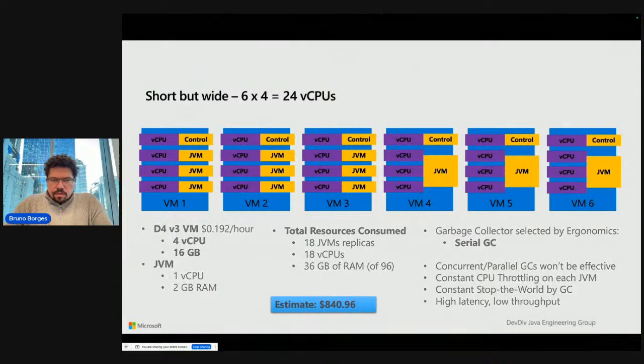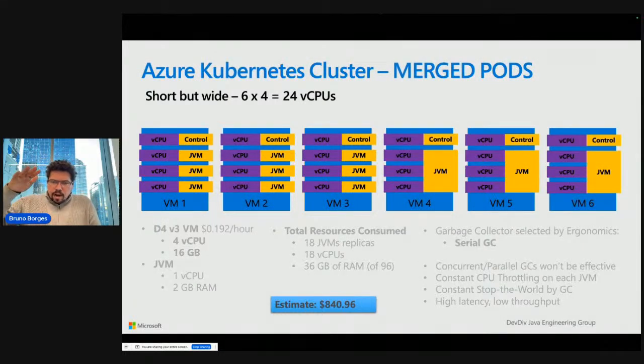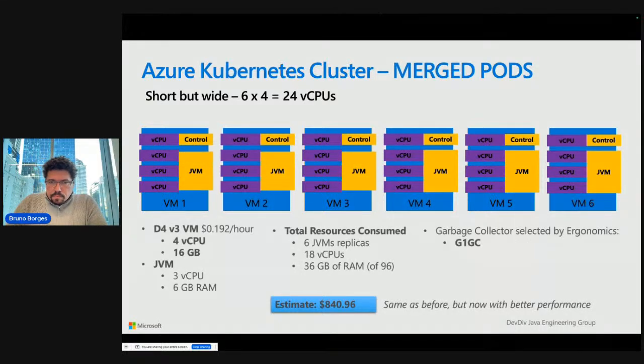Now, what I'm going to do is I'm going to merge pods. Instead of having 3 pods of the same application per node, I'm going to have a single pod for that application on that node. Now I went from 1 CPU to 3 CPUs. And I reduced the number of replicas as well, but I'm basically running 1 replica on an entire VM. Well, what else can I do? I can continue merging the pods. So now I have 6 JVM replicas instead of 18.